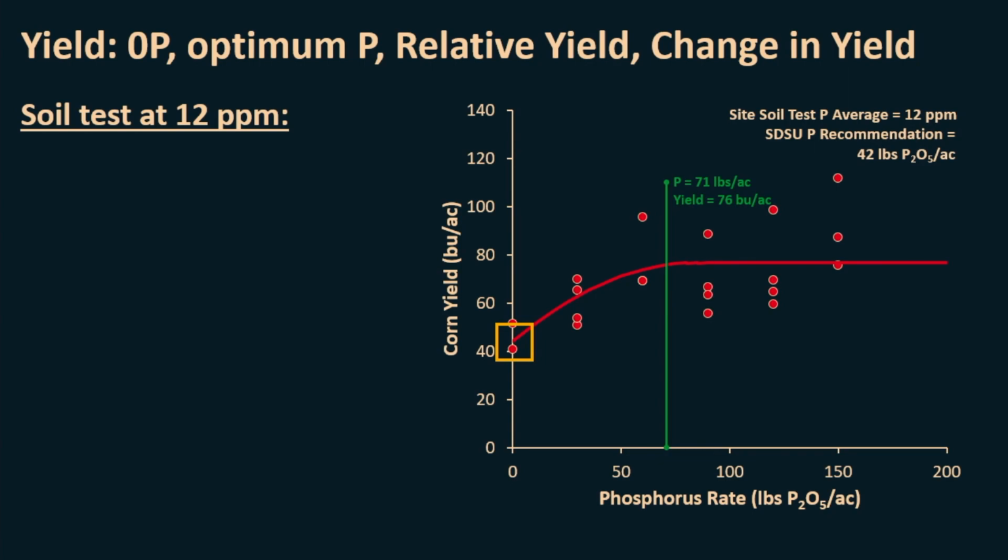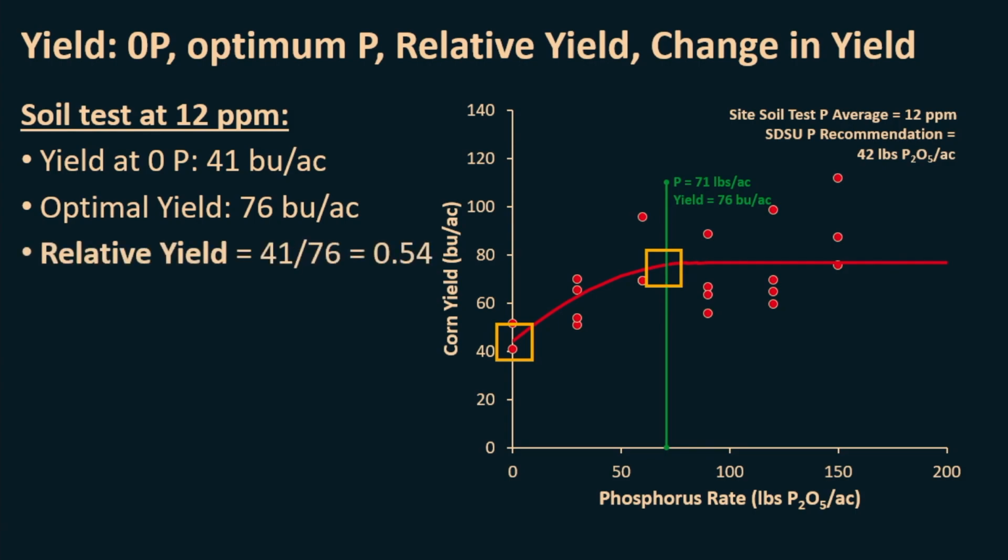We do some analysis here. What was the yield with no phosphorus applied? It was 41 bushels. What was the yield at our maximum yield? It was 76 bushels. Our relative yield is 41 divided by 76, and so the relative yield is 54. The check yield was 54% of the max yield.